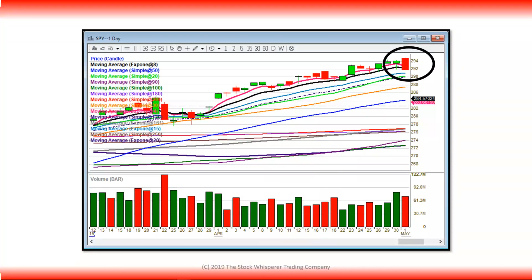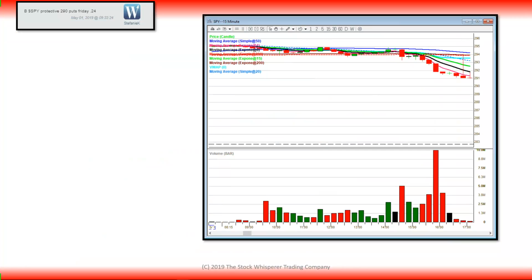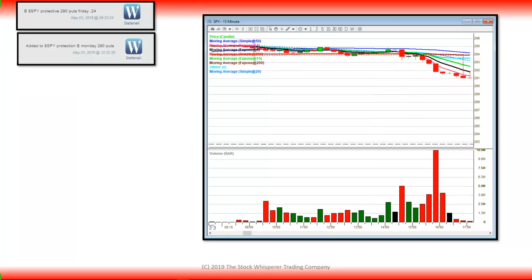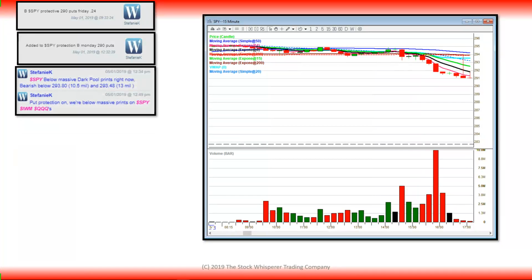But I just wanted to show you the essence of what it means when I say to put protection on. So if you were in my trading room, I called out bought SPY protective 290 puts expiring Friday for 24 cents. Cheap protection. And then I added to my protection going out to Monday, 290 puts. And if you have the app, I wrote SPY below massive dark pool prints right now, bearish below 293.80, 10.5 million. And then we had that 13 million level.